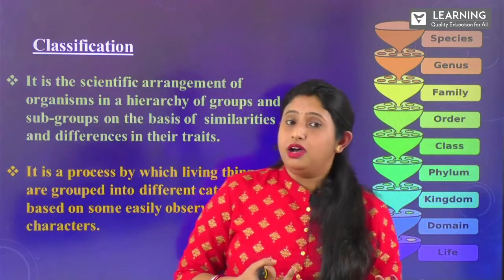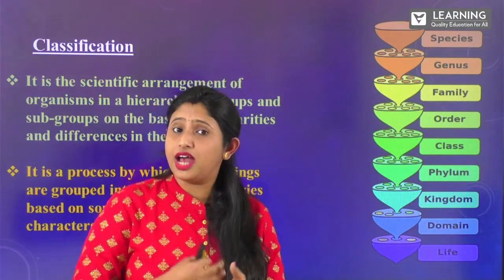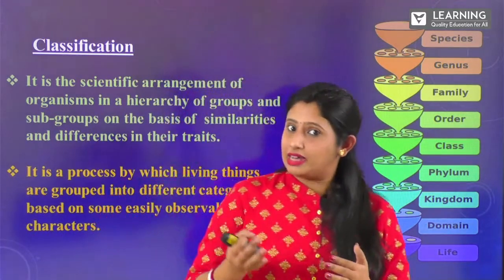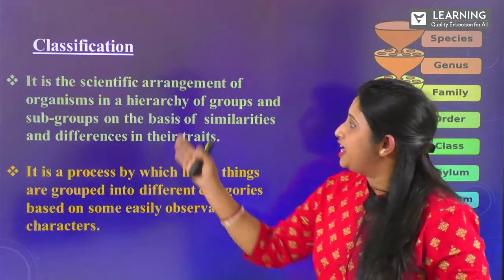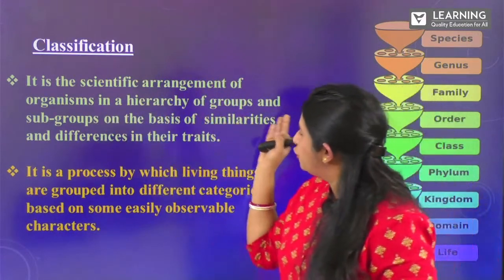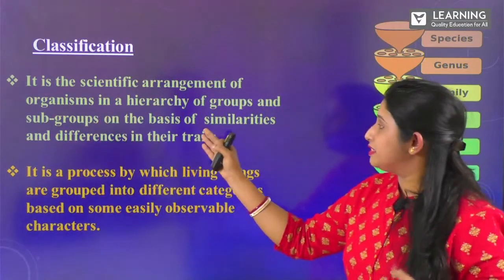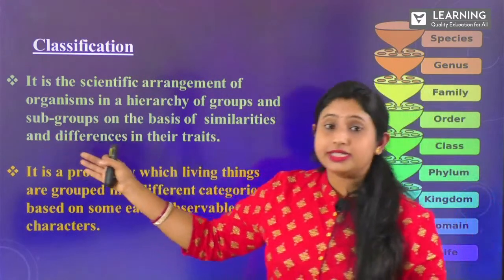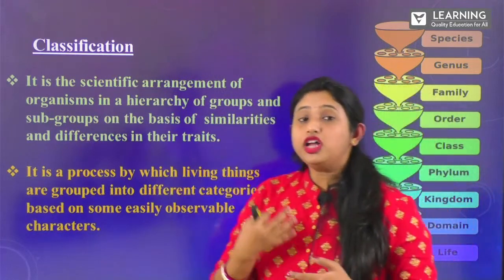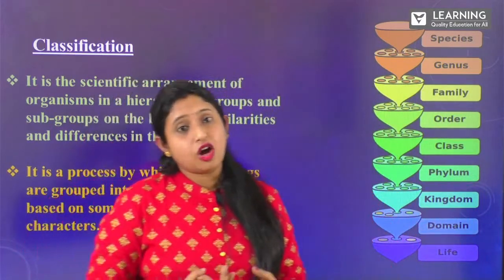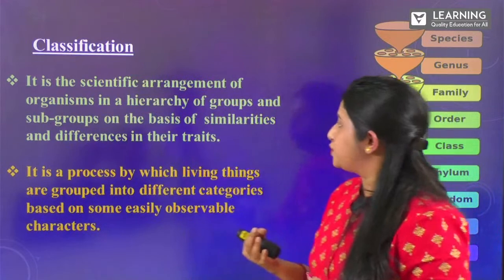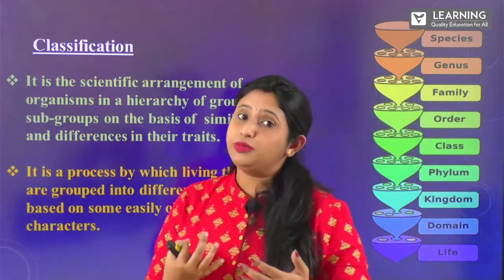Now you are a human being. Why? Because you have been classified under the kingdom Animalia, right? So plants. Like that way, they have been classified. Clear? So what is classification? It is a scientific arrangement of organisms in a hierarchy of groups and subgroups on the basis of similarities and differences in their traits. Clear? So on the basis of the similarities, on the basis of the differences, they are being classified into various groups, right? In a hierarchy. That means giving them a rank.